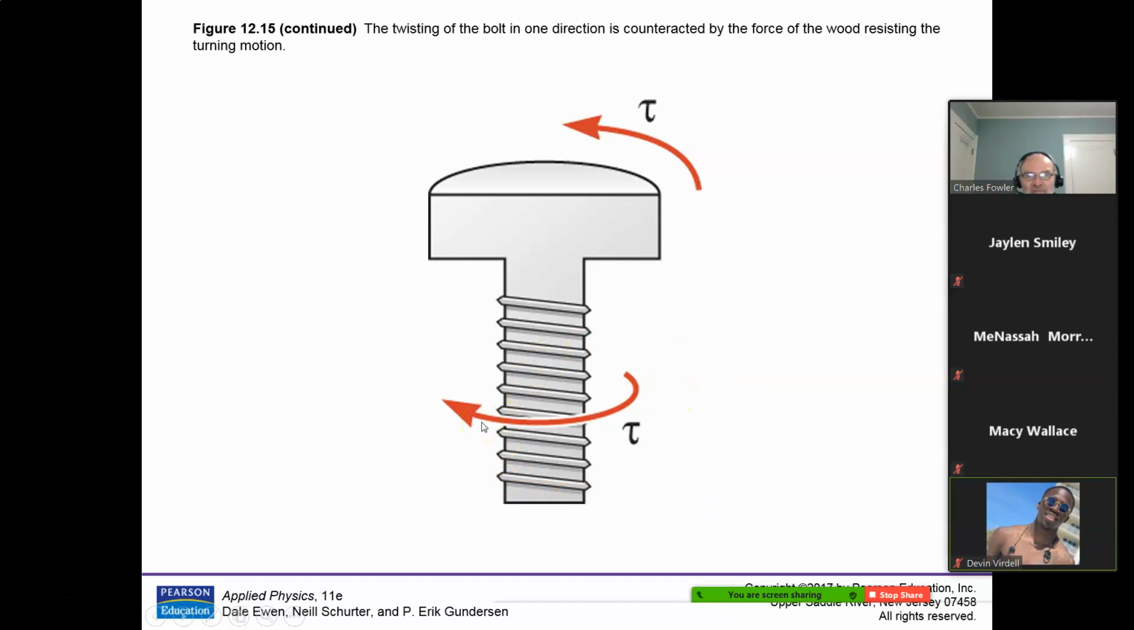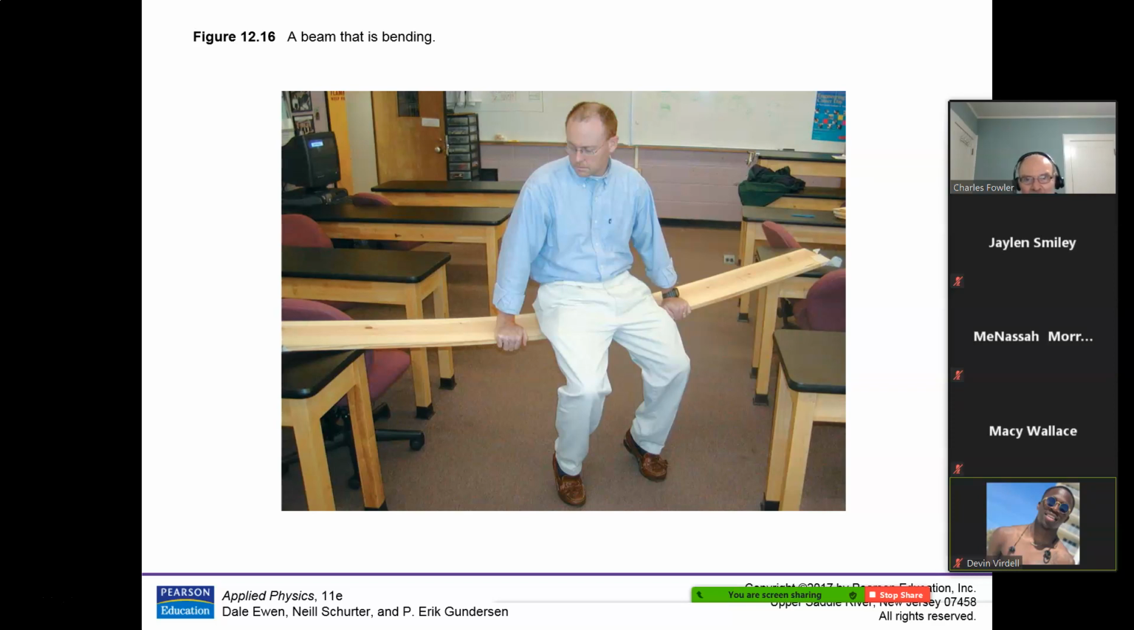That is the difference. The twisting force of the bolt in one direction is counteracted by the force of the wood resisting the turning pressure. Now, what I was describing before of walking on a plank is creating a bending force. That beam he's sitting on is bending the wood. As long as he doesn't fracture the wood, if he got off, the wood hopefully is going to come back to its original shape. However, this is a bending force.